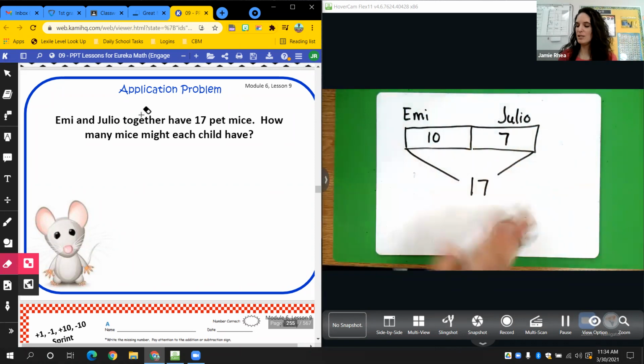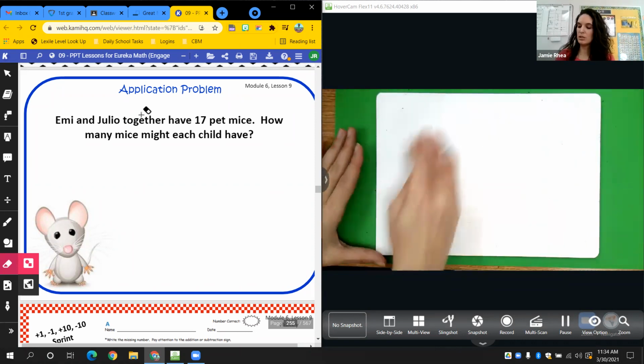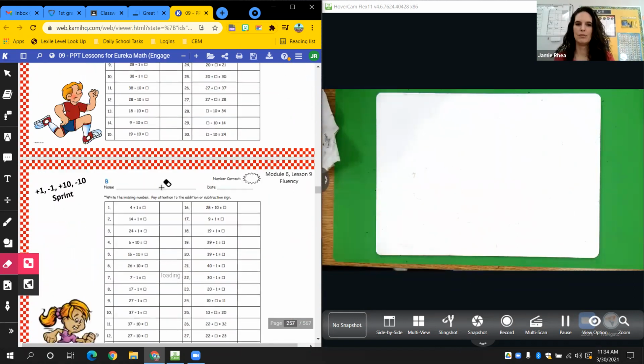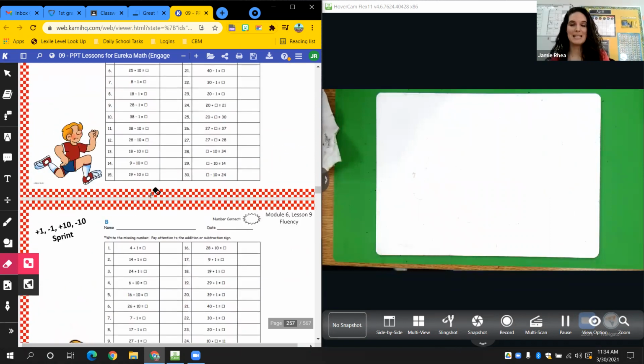So erase your boards, get your board ready to work because you are about to do a fluency. Now, again, you don't know which one you're going to get. So set your timer for 3 minutes. Get as many as you can done correctly. Not the whole page, just how many you can get done correctly in 3 minutes. If you want a good challenge, do 2 minutes. If you want to challenge yourself even more, do 1 minute and 30 seconds.